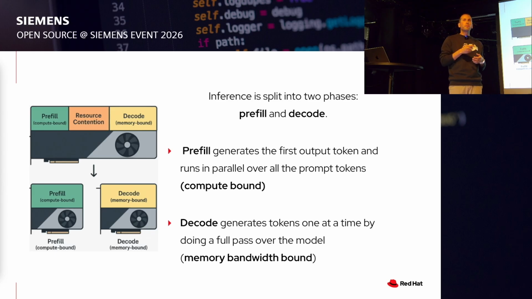Inference is basically the process of generating tokens, right? You get a model that has been trained, you do inference on it, so you predict the tokens. You get the answers, generative AI. It's all about inference. Inference itself is split in two phases, prefill and decode.